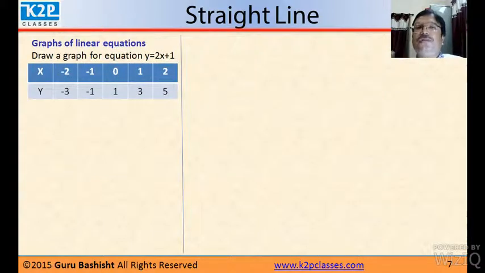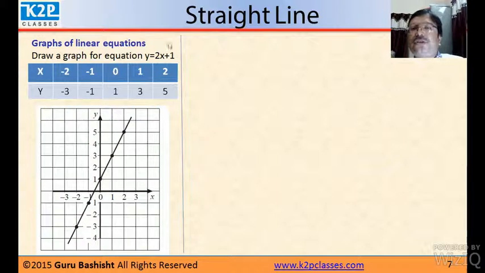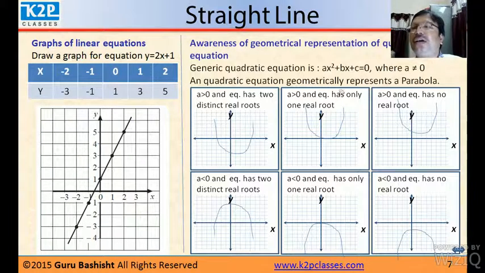Now graphs of linear equations. So we take x equal to minus 2, minus 1, 0, 1. If it is a linear equation, you will see the graph of a linear equation will be a line. But if you take a quadratic equation, ax square plus bx plus c equals 0, where a is not 0, then the graph will be a U-like curve. This is called a parabola. When a is greater than 0, it opens upward.